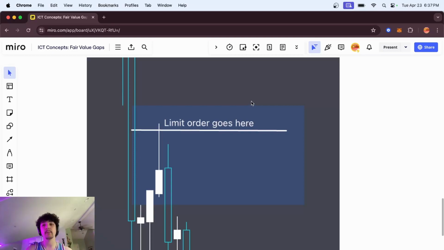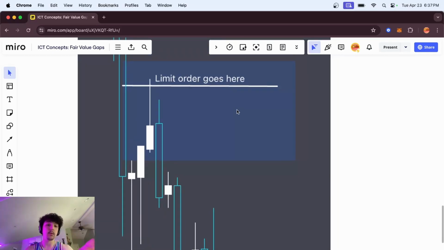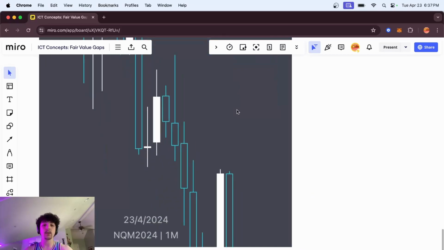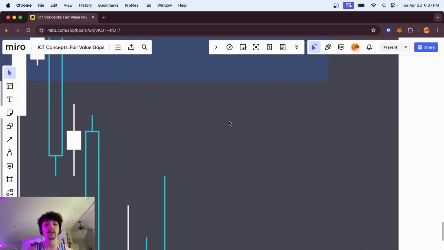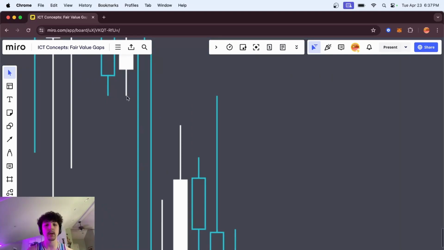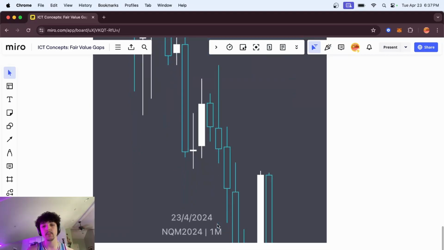Or a higher time frame fair value gap than what you're on currently. So this is a really good example of having a limit order right here. Price taps your limit order. What does it do? It rallies, comes down, and continues to the downside. There's another prime example right here for a fair value gap. Candle here, inefficiency in price like this. What does it do? It comes in, taps, boom, down.